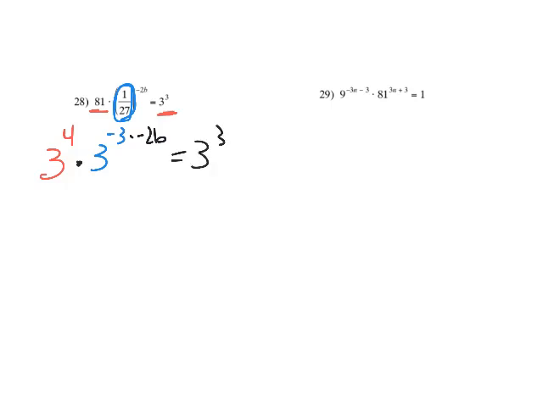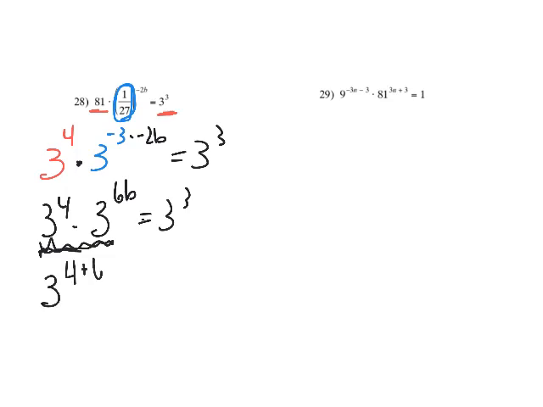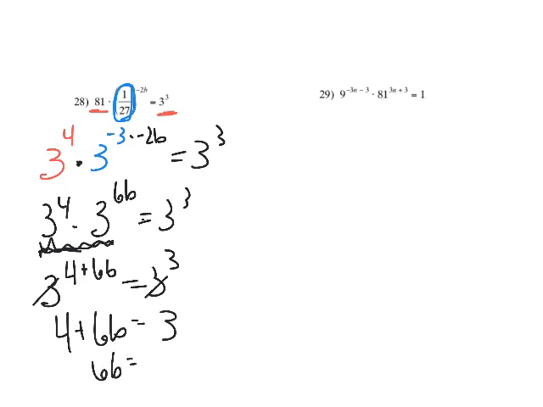So now we've got 3 to the fourth times 3 to the, this will actually be 6b right there, equals 3 to the third. When we are multiplying two bases that are the same, we are going to add their exponents. So it's going to be 3 to the 4 plus 6b equals 3 to the third power. And so now we can just get rid of our bases, because you would take the log base 3 of both sides, and ultimately it really just means that your exponents are equal. I'm going to subtract 4 from both sides, so I get 6b equals a negative 1, so b equals a negative 1/6.